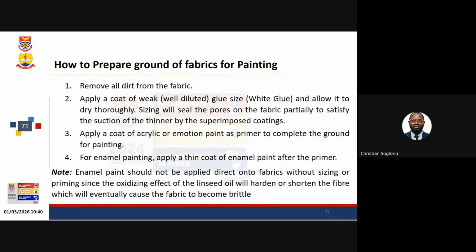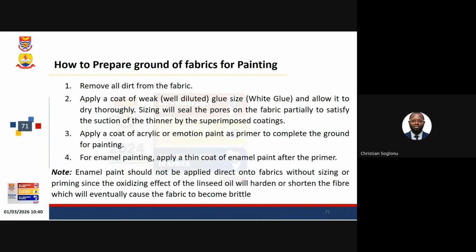Two, you apply well diluted glue size onto the surface, that is by priming the surface. So you can prime the surface with acrylic or emulsion paint to help you to seal all the pores that are on the fabric. So you can again give it another priming to get the holes more sealed and allow it to dry.